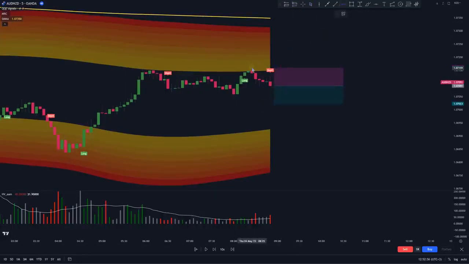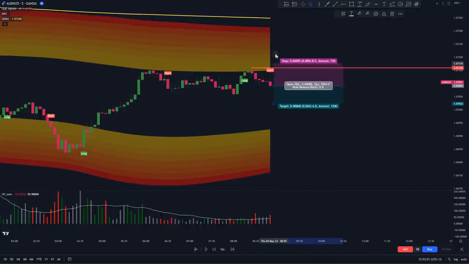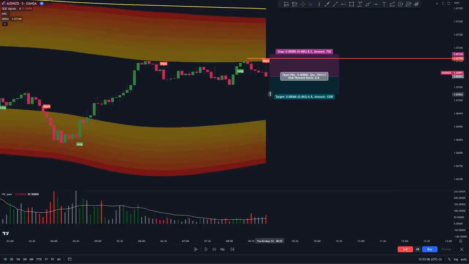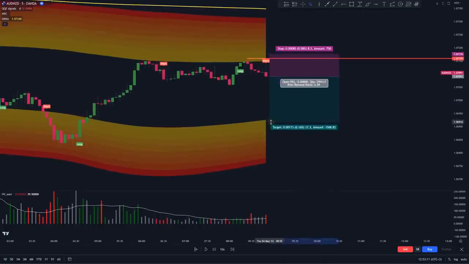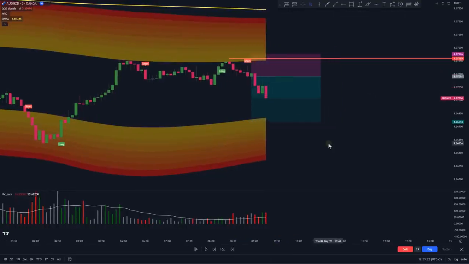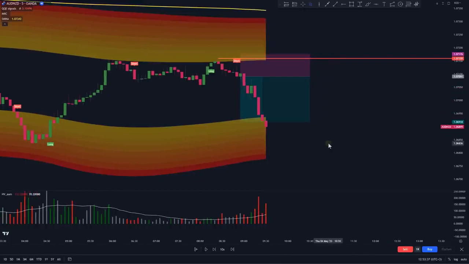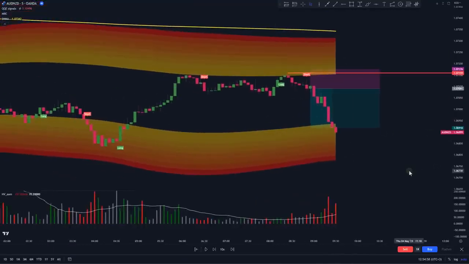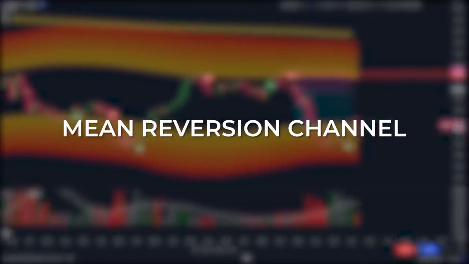The stop loss is gonna be set above the most recent swing high, and for the take profit, we're gonna set it at 2 times the risk. We let this trade run and take profit.